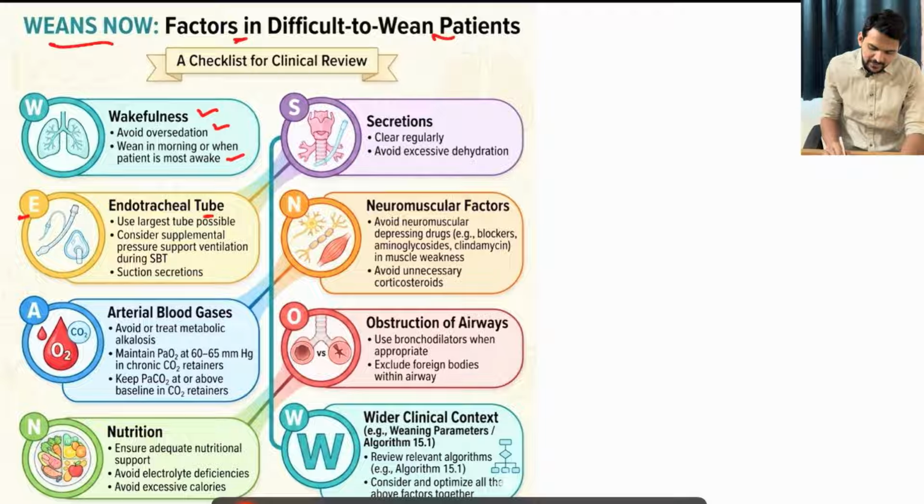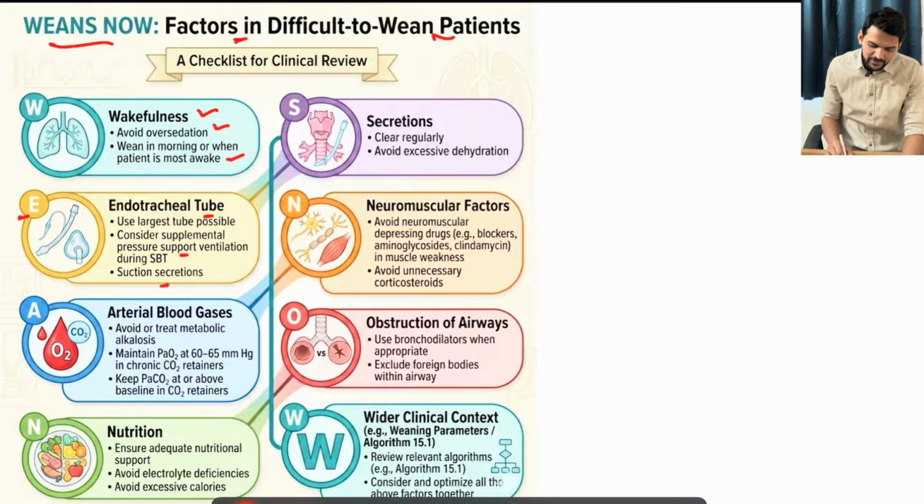For example, consider supplemental pressure support ventilation during trial, because if you give T-piece trial, some individuals might not tolerate it because of the resistance offered by ET tube. So for them, we have to give counter resistance in the form of pressure support. So utilize PSV or CPAP mode.